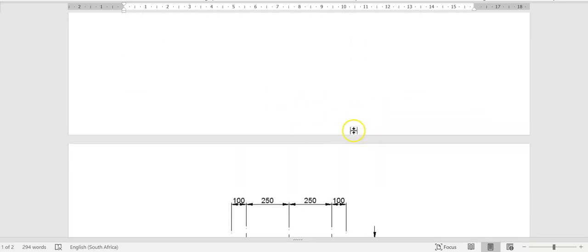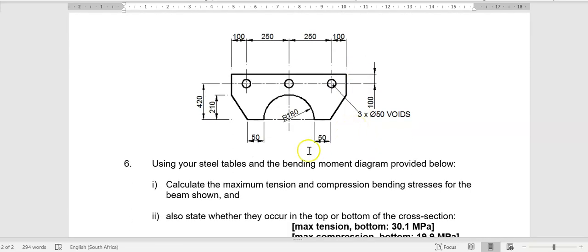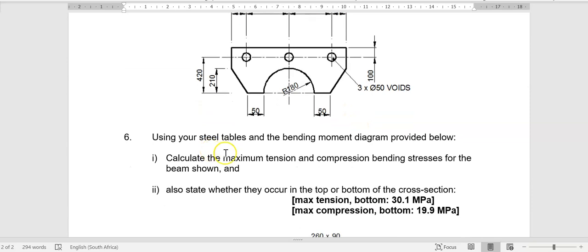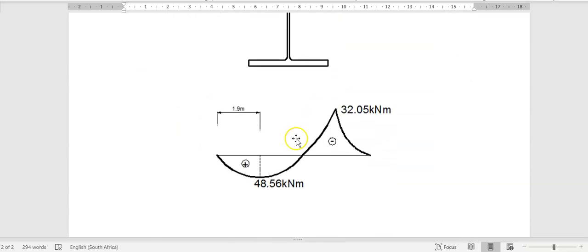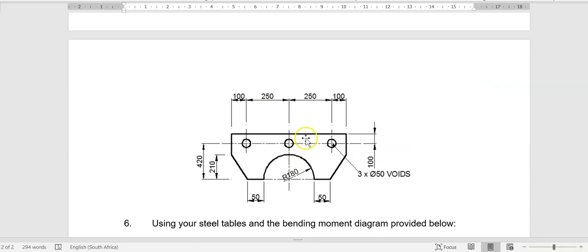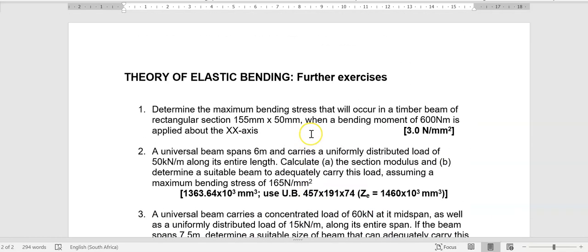And I said derive a formula. I'll leave it up to you. And number 6, use your steel tables, find the bending moment diagram. I'll leave the rest up to you to figure out. But people, that's the exercises you need to do, and do them all for the theory of elastic bending.